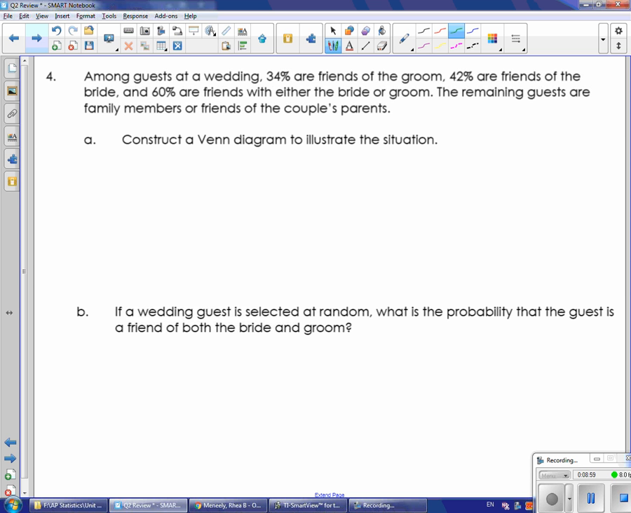I'm going to use B for bride and G for groom. Okay, so the probability that they were friends with the bride is 0.42. The probability that they are friends of the groom is, let's see, did I do this right? Yeah, 0.34, sorry. And then the last statement says the probability that they're friends with either the bride or the groom. So that's the next piece of information, bride or groom, and that is 60%.